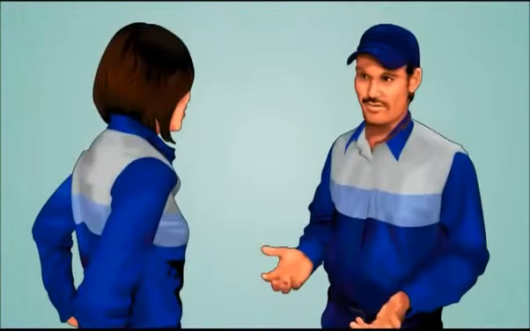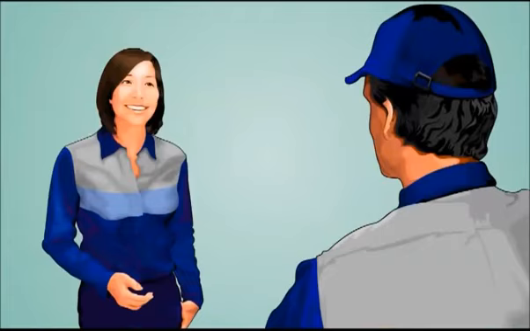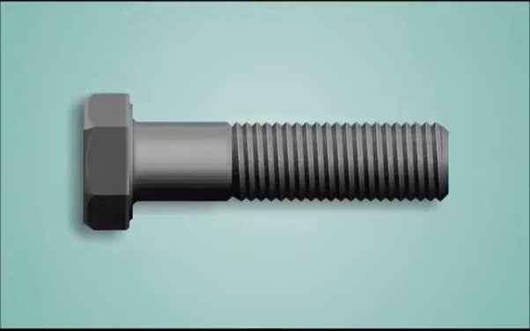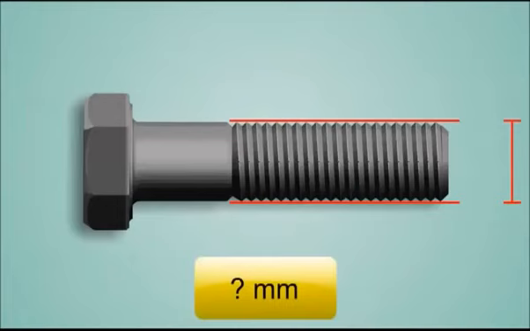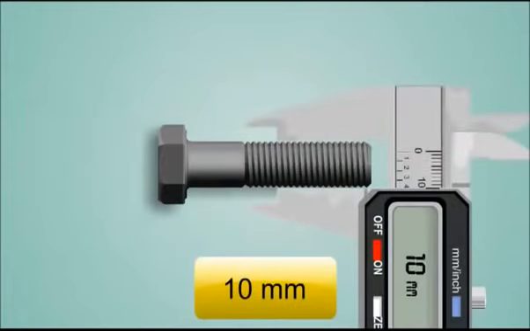I've seen bolts in the parts catalog described by something like 8 by 80 or 10 by 70. What exactly does that mean? A threaded fastener's size is determined by several aspects of its design. The first number in the description is the diameter of a fastener. It's determined by the outer diameter of the threads. As you can see, this is a 10mm fastener.